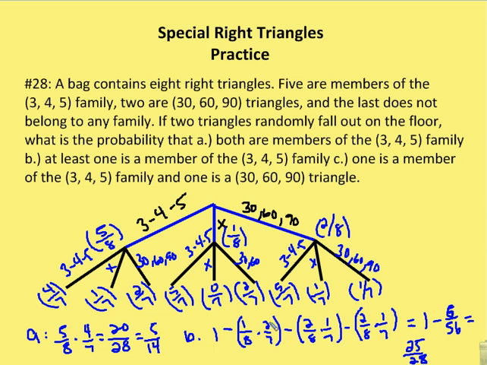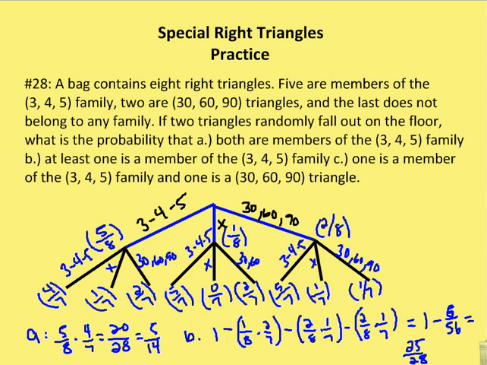I know I'm going through this quickly. So I end up subtracting from 1, and I end up with 50 over 56, or 25 over 28, is the probability that at least one of the members is going to be a 3, 4, 5 family member. So again, what I do is I figure out the probability that I don't select any members of the 3, 4, 5 family, and I subtract that from 1 to get my result.